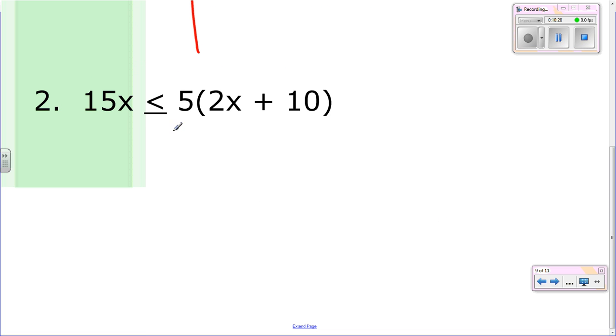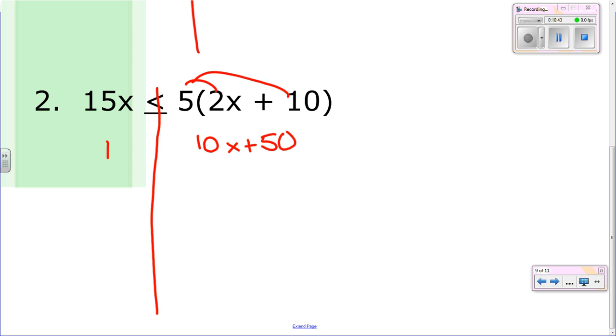Number 2, draw a line in, distribute the 5. 5 times 2x gives you 10x plus 50. On this side, the 15x just stays the same. So 15x is less than or equal to 10x plus 50. Now get your x's together.